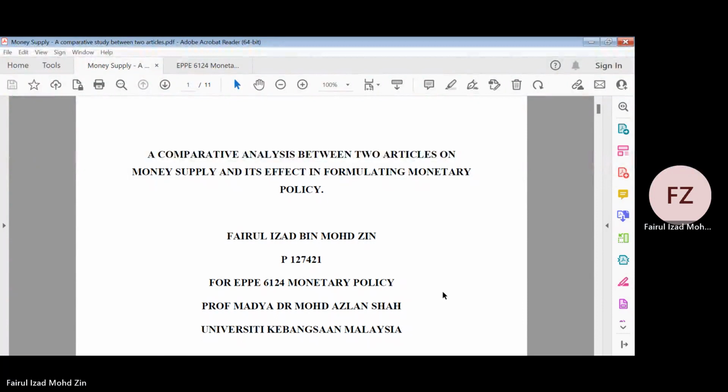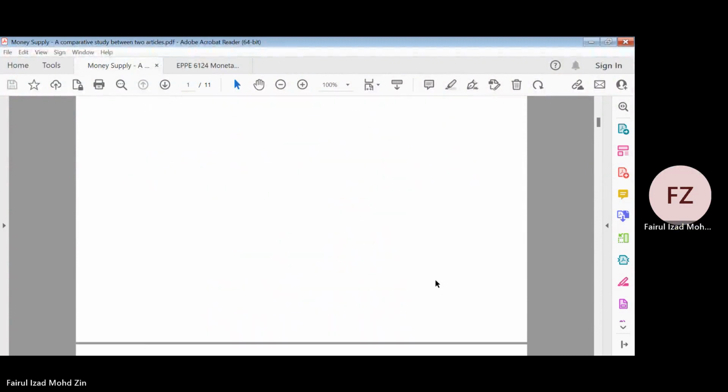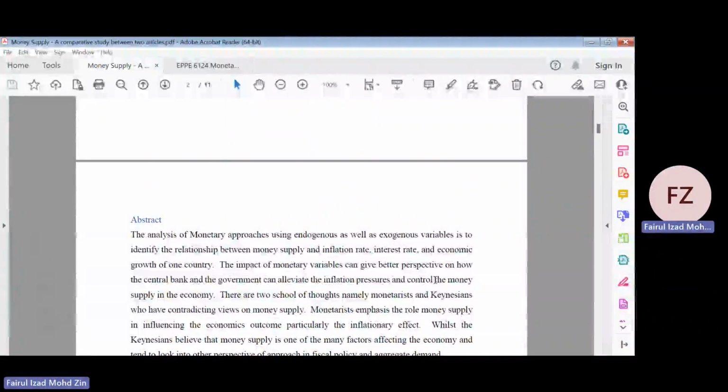This is an individual assignment in which I have to do a comparative analysis of two articles about money supply and its effects in formulating monetary policy. The articles that I compare are about the Bosnia and Herzegovina money supply and also the Brazil money supply.